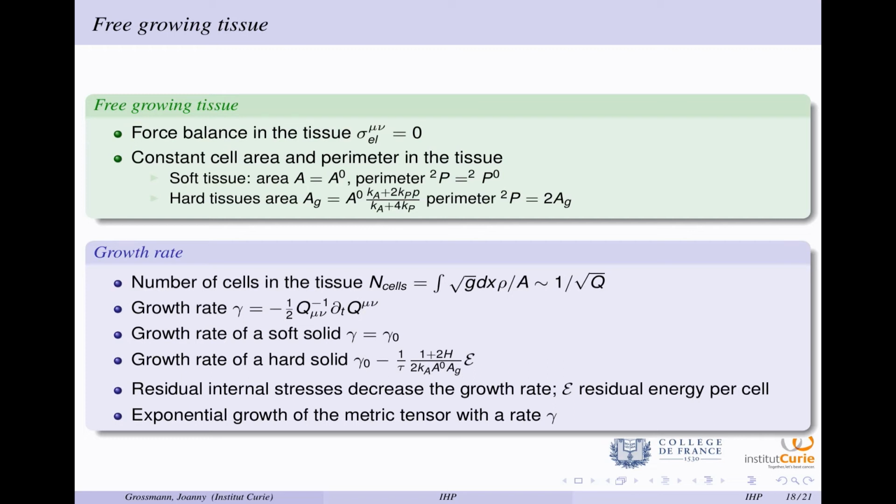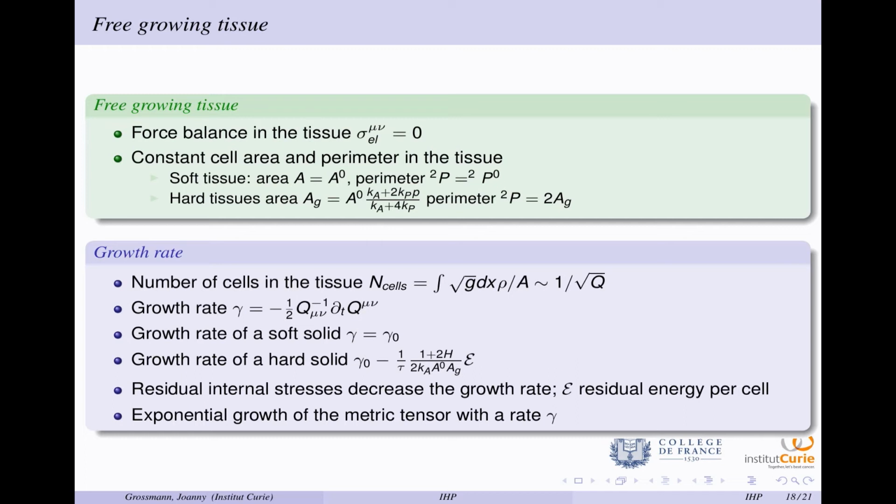So the total number of cells is just 1 over square root of Q. And if I take the derivative, the growth rate is ∂t Q_μν, and this is the inverse of the tensor Q_μν. So if I know the tensor Q_μν, what I get in the end is directly the growth rate.